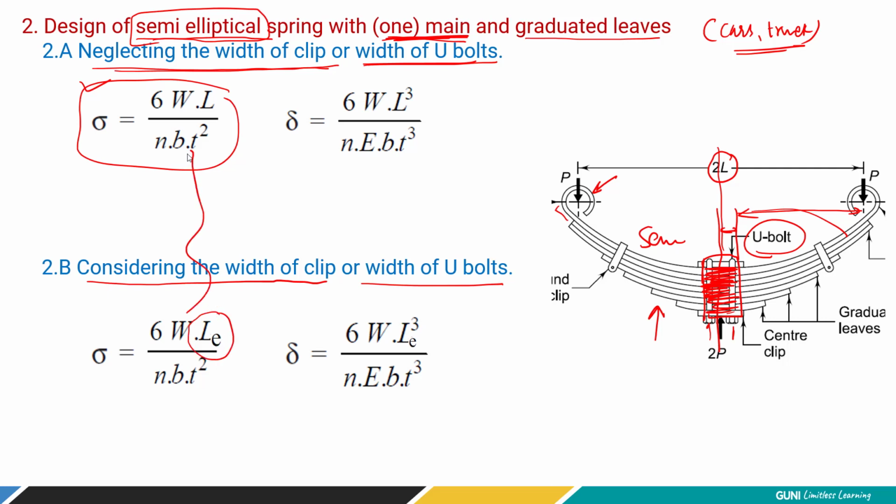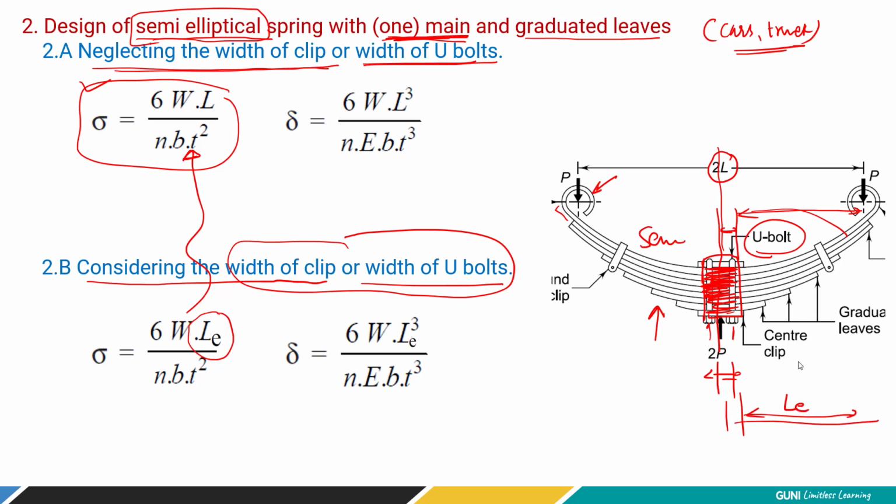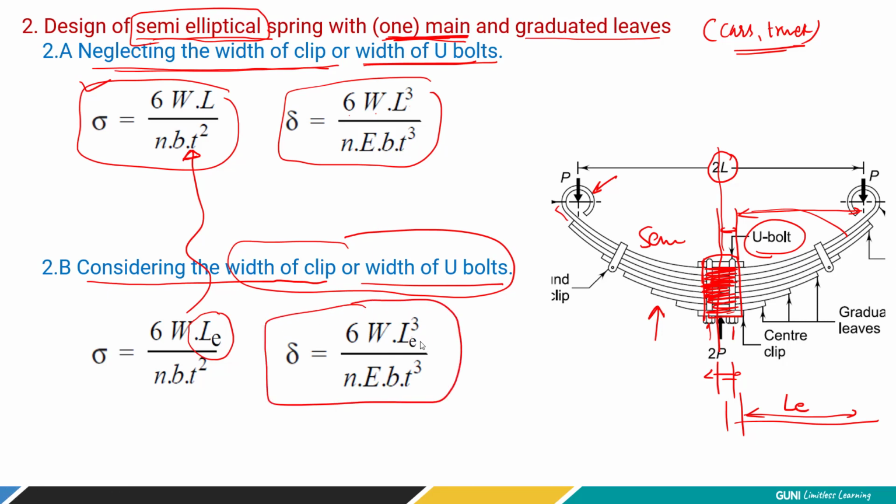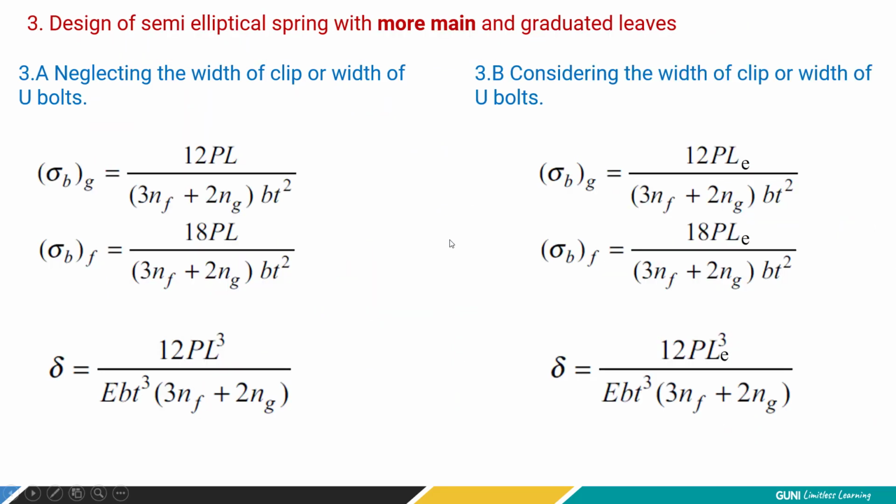If you compare this equation, the only difference is that whenever you consider the center U-bolt, in that case we have to consider the effective length. That means we have to subtract this much length, half of this much length, from the original span. So we are going to have this LE, the effective length, right? Again, for the deflection equation, it's the same thing, 6WL cube over N E B T cube, right? Again, with the U-bolt, the only difference is this LE, nothing else. Only LE.